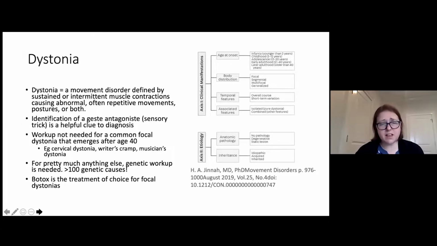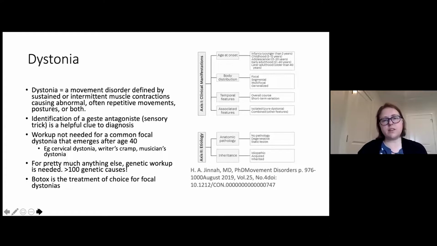For pretty much anything else, onset before 40 or anything other than a focal dystonia, you really need a genetic workup. And here you're going to want to involve, for sure, a neurologist as well as a medical geneticist, because there is an extremely long list of genetic causes of dystonia. New genes are emerging, it seems like every day.